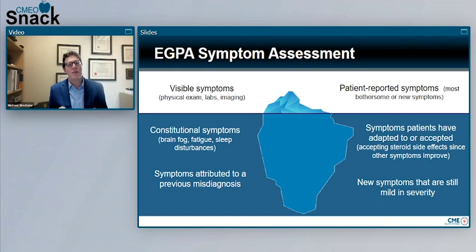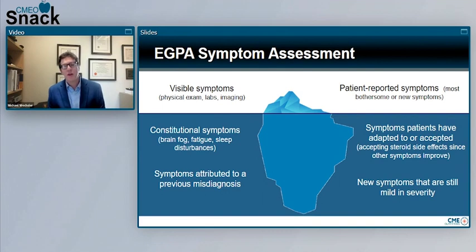A lot of times as well, there can be new symptoms that are still mild in their severity, and those as well may not necessarily be focused upon. And so it's important to evaluate those things as well. And sometimes patients just adapt. They accept what's going on. They say, well, I've been working really hard, so of course I'm fatigued. And they think it's normal that they might be sleeping 12, 14 hours a day and being exhausted all of the time.